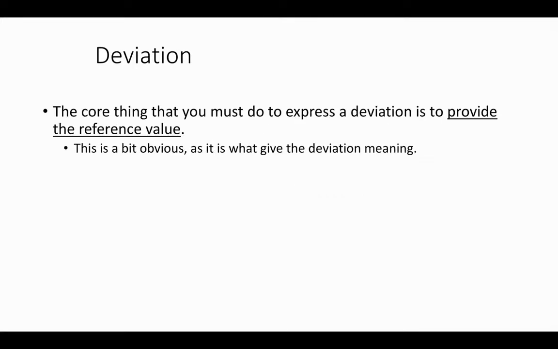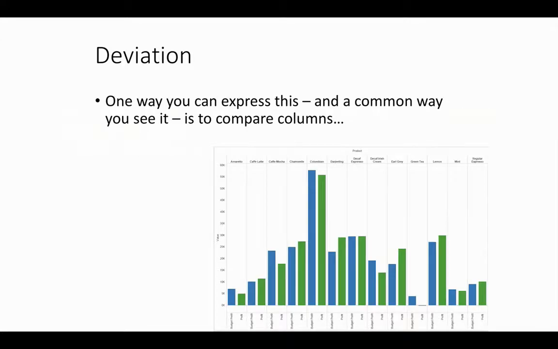And the key thing is that you must always express the deviation against the reference value. So we have to show the reference value and we have to show the deviation. But one thing we don't want to do is this example, where we're showing a column, for instance, for budget and another column for the actual, which is a very typical way that you often see this, where you'll see one number compared with another.